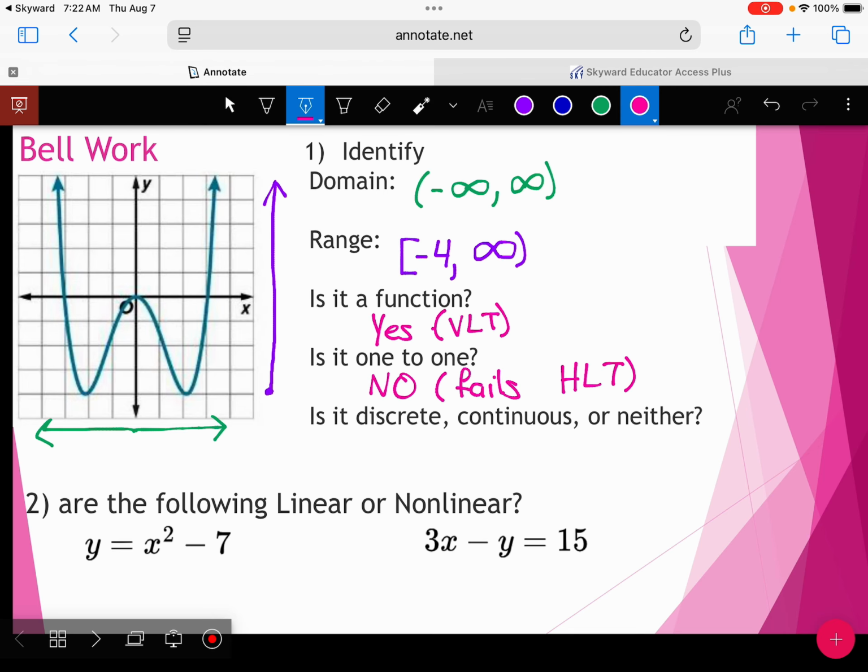So is this discrete, continuous, or neither? What do you think? It is continuous. There's no holes, there's no problem spots, there's no weirdness going on. It is just one end to the other, wiggle squiggle. So this is continuous.